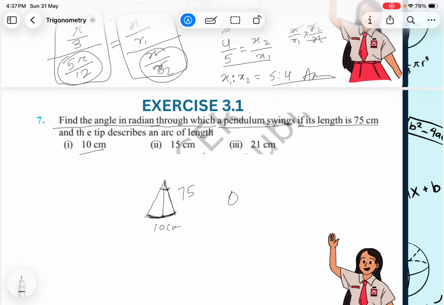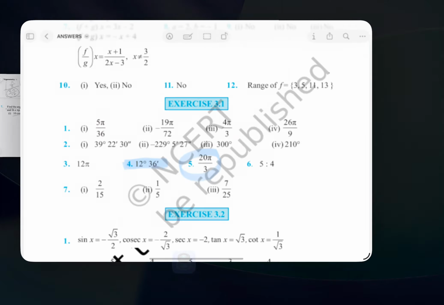So we know theta equal to L by R. So we don't know the theta, right? And the result will be in radian. Okay, so this is L and this is R. So L equal to 10 by 75, 5 2s are 10 and 5 15s are 75, it will be 2 by 15, answer. Let's check our answer.